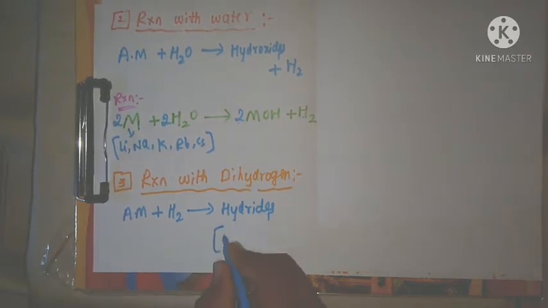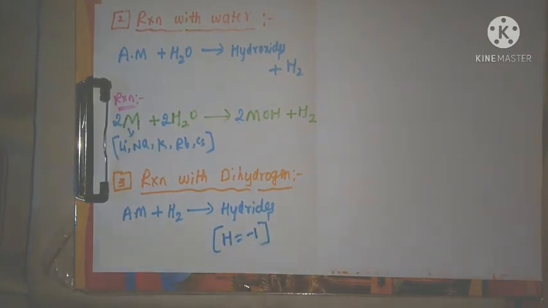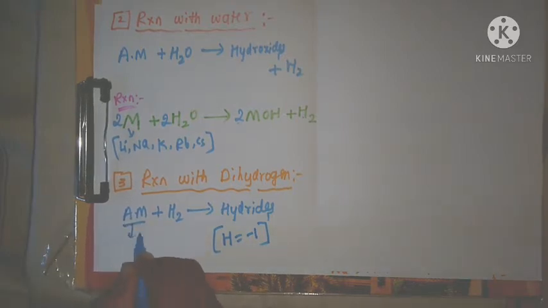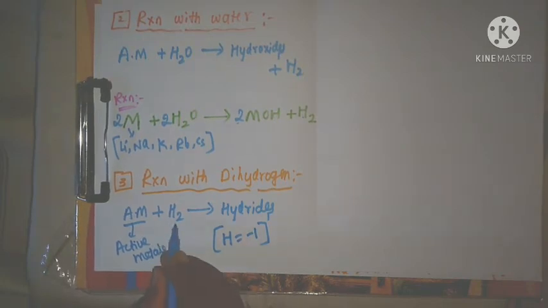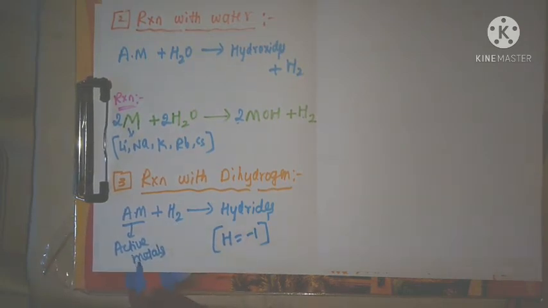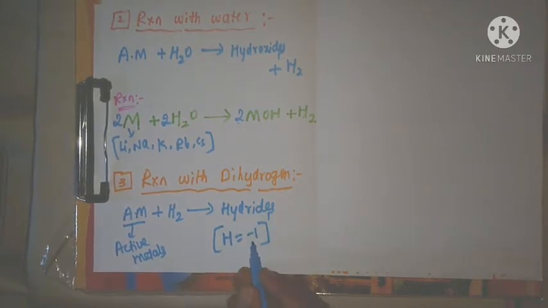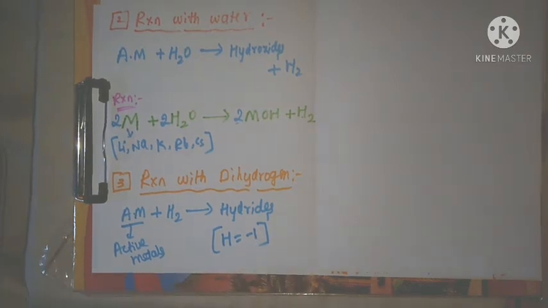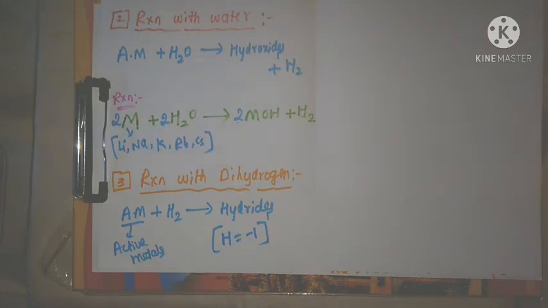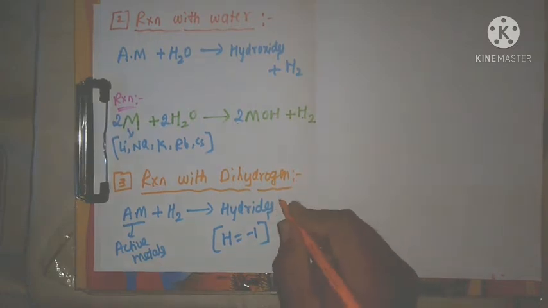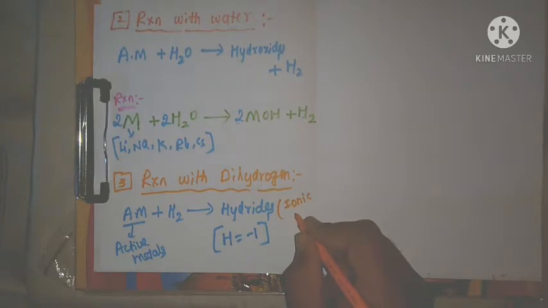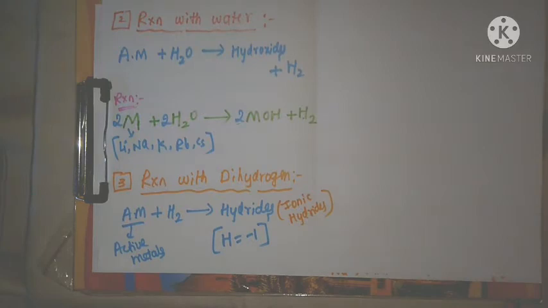But you have to remember, in hydrides the oxidation state of hydrogen is -1, because alkali metals are active metals, that we have studied already. When dihydrogen reacts with active metals, they form the ionic hydrides, or simply hydrides, where the oxidation number of hydrogen is -1, that we have discussed already. Now we will write the reactions. Remember, these hydrides are ionic in nature, so they are called ionic hydrides. Now we will see the reactions.